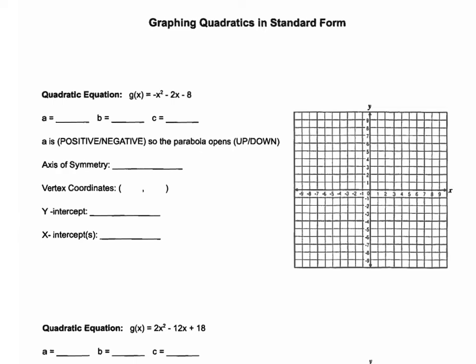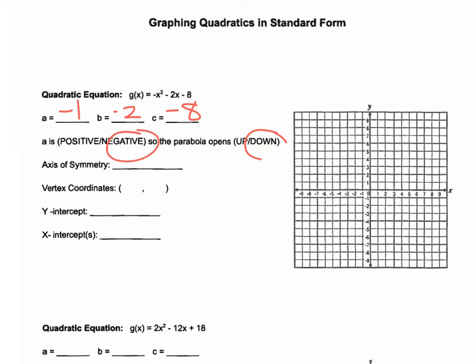Okay guys, so in this video we're going to cover how to graph quadratics in standard form. We're going to start by identifying the a, b, and c values. So a here is -1, b is -2, and c is -8. Since a is negative, the parabola is going to open down.